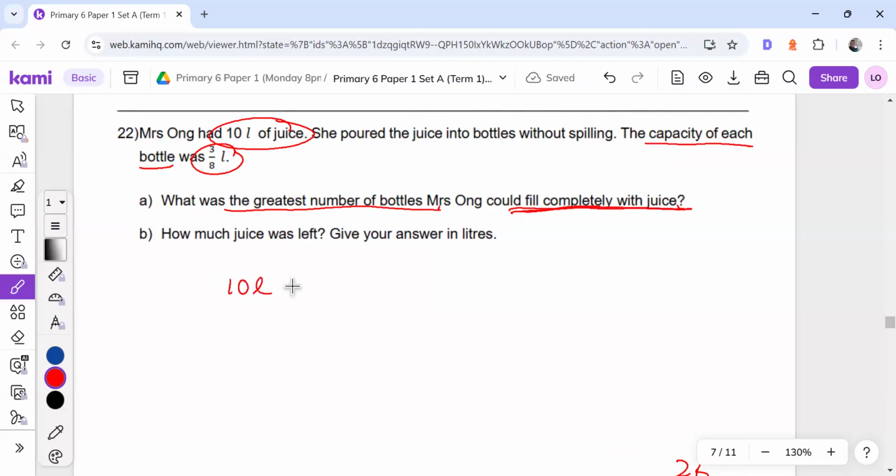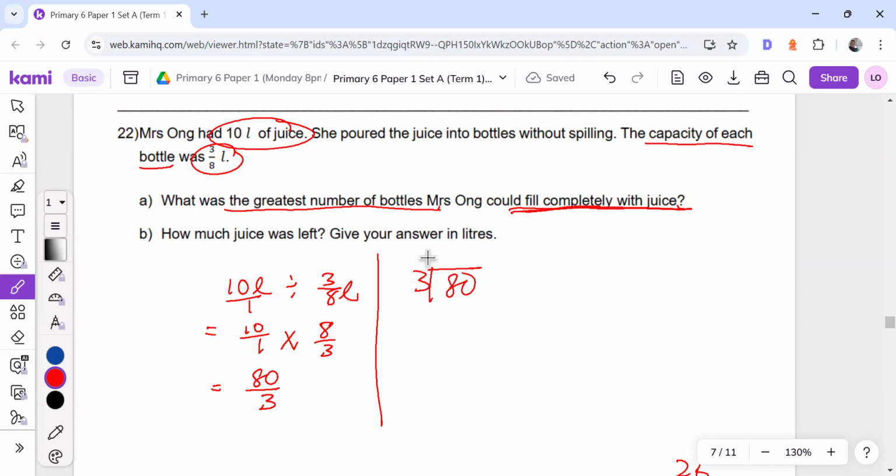So how many bottles are filled with juice? You take 10 liters, divide by how much is one bottle. One bottle is 3/8 liters. All right, change the whole number into a fraction. Keep, change, flip. And then 10 times 8, 80, and 1 times 3. I'm sure everyone has done this, unless you don't know how to divide. Then 2 times 3, 6. And then you minus, put a 0. And then 6 times 3, 18. And then remainder 2.